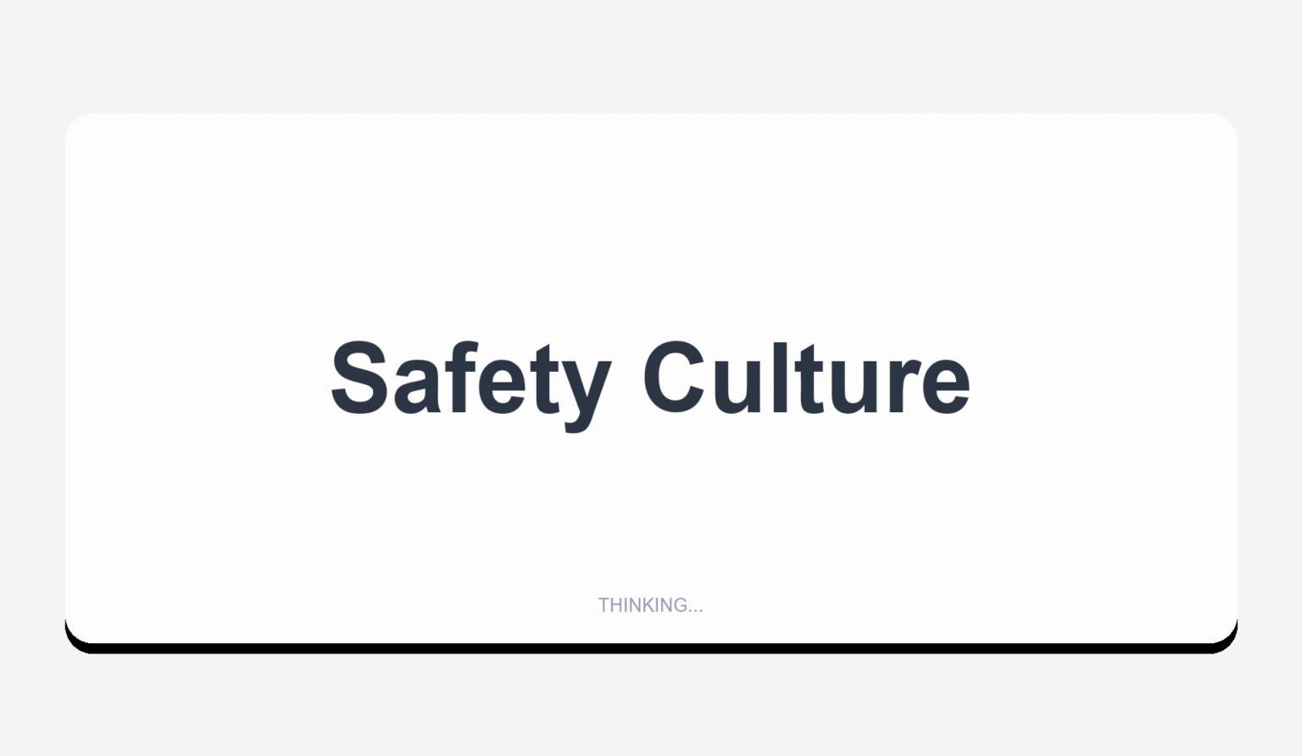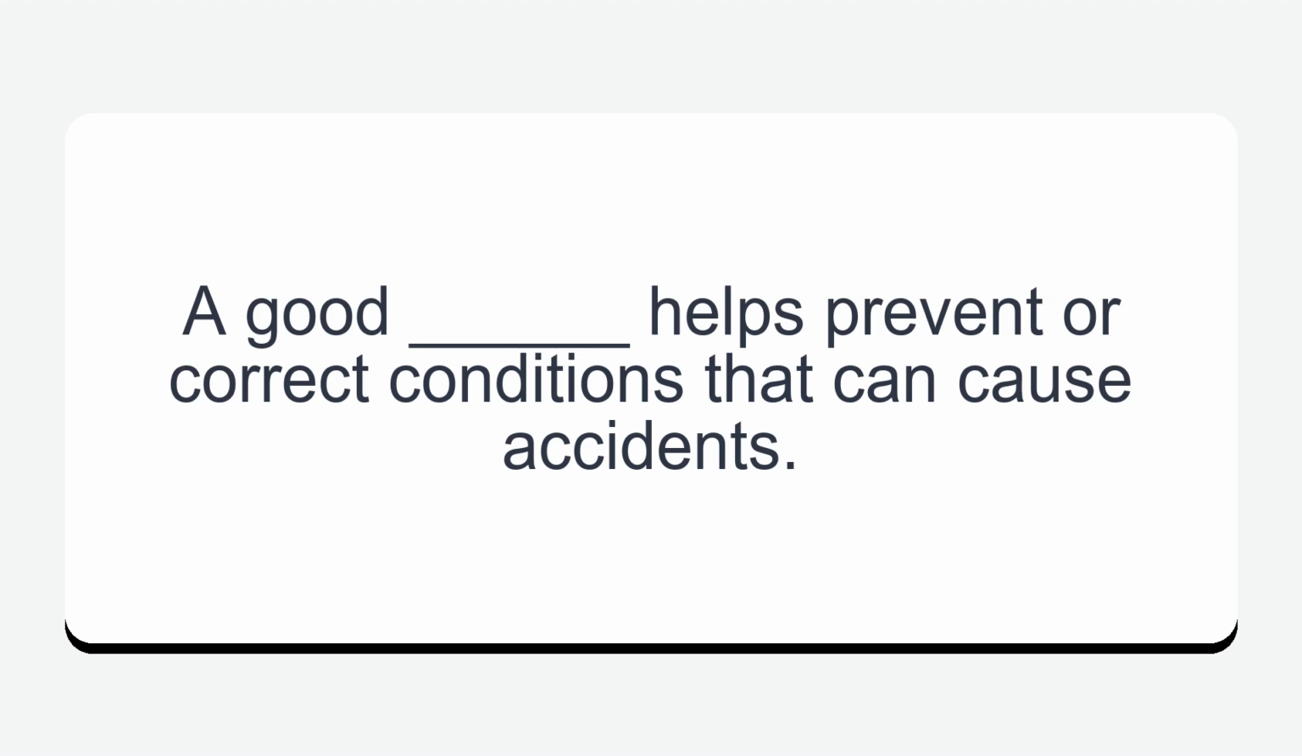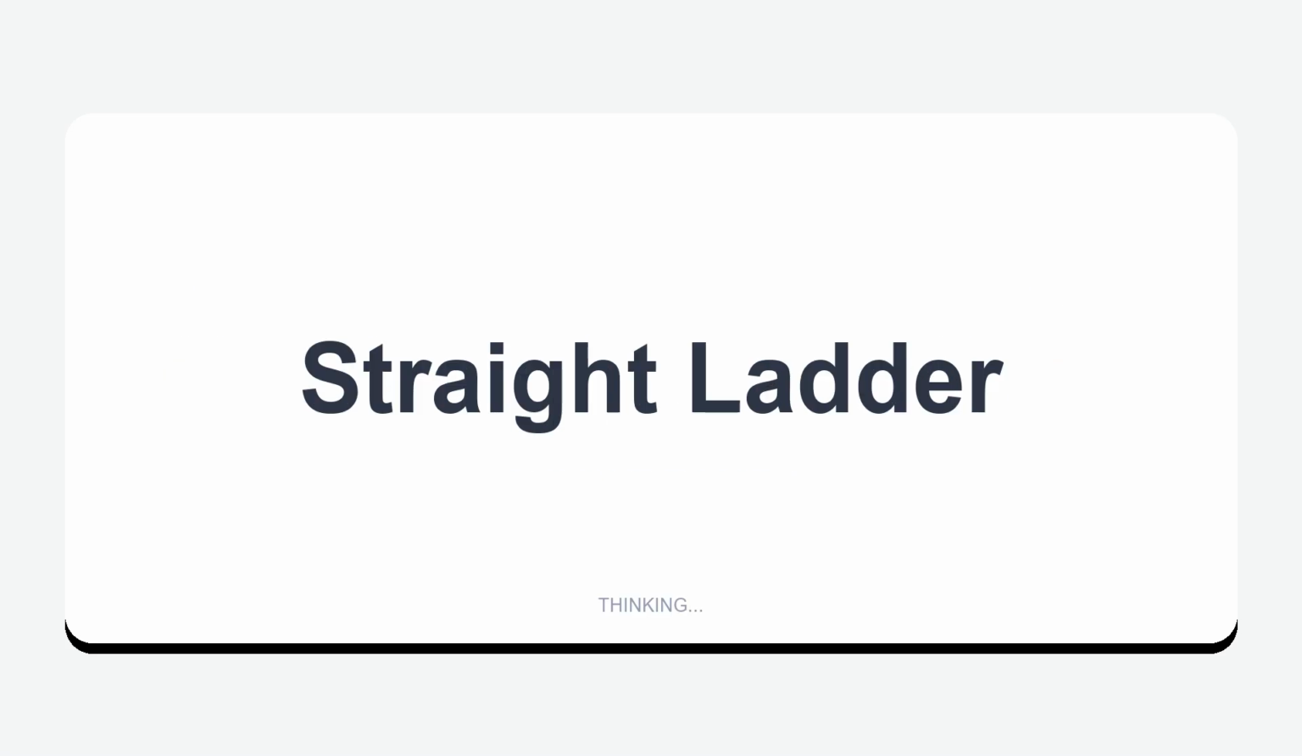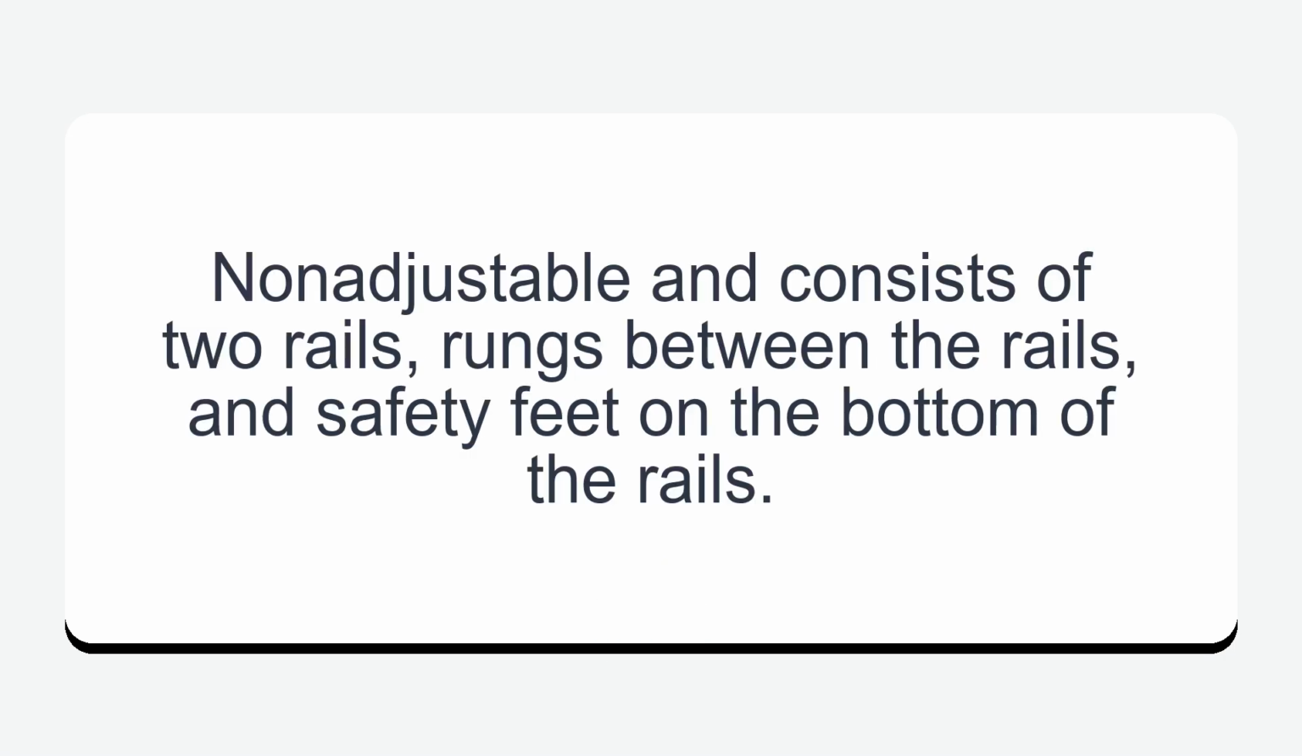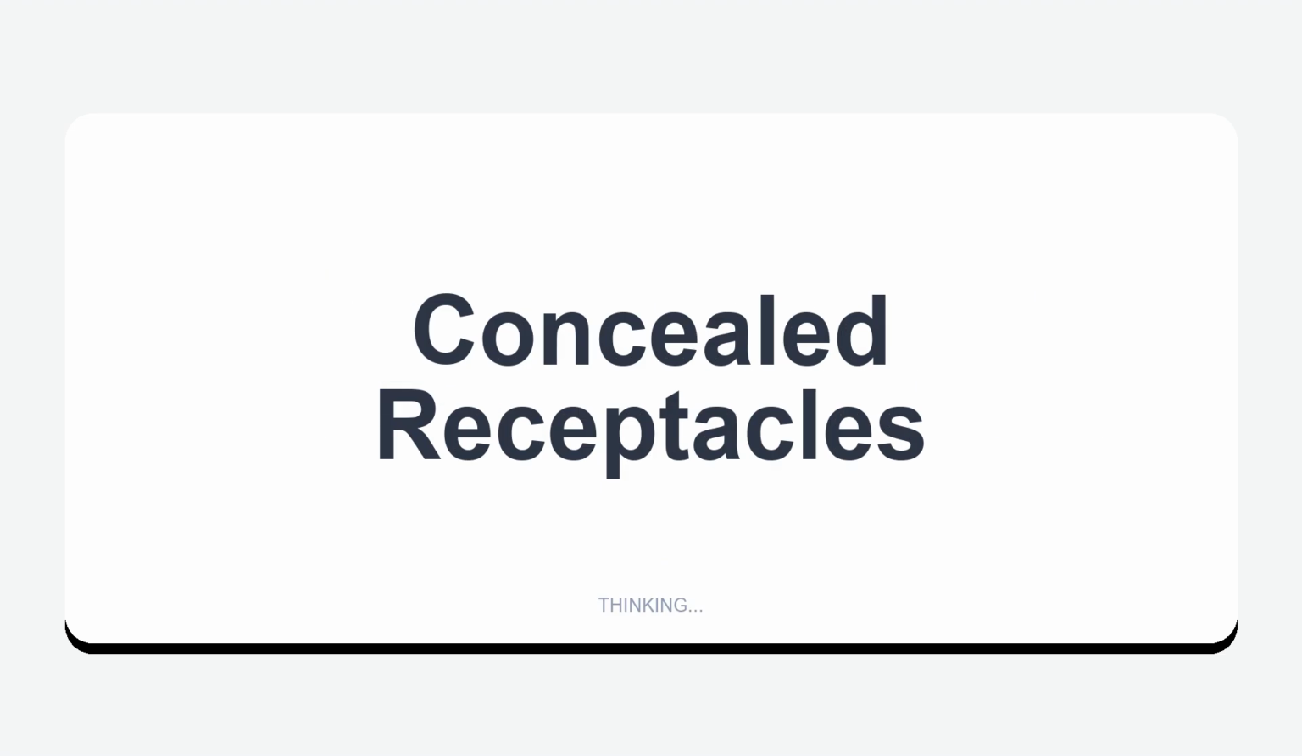Safety culture: a good safety culture helps prevent or correct conditions that can cause accidents. Straight ladder: non-adjustable and consists of 2 rails, rungs between the rails, and safety feet on the bottom of the rails. Concealed receptacles: use only approved covers for plugs.